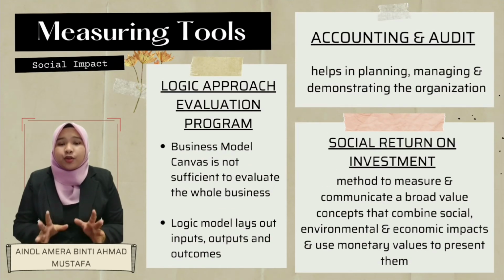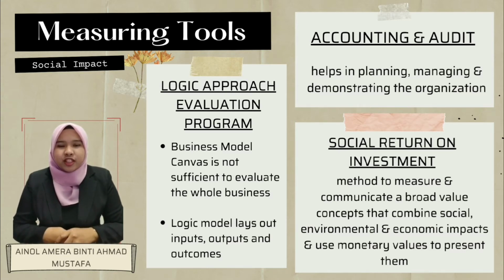Next is on how to measure social impact. There are two parts in measuring social impact. The first one is social impact measuring tools. The second one is the steps in measuring social impact. There are three tools that have usually been used widely by organizations, which are accounting and audit, logic approach evaluation program, and social return on investment.